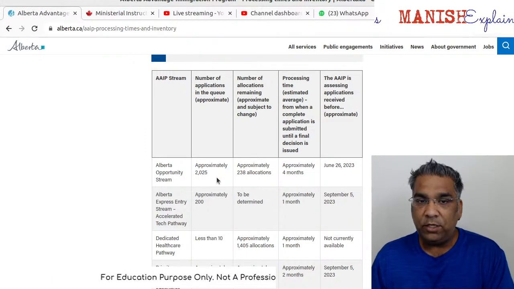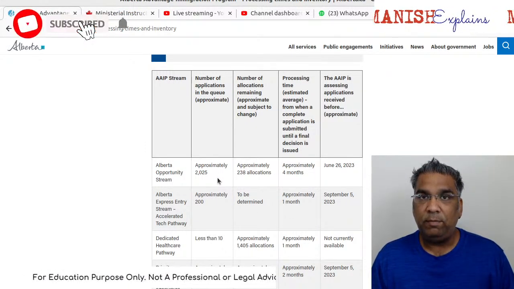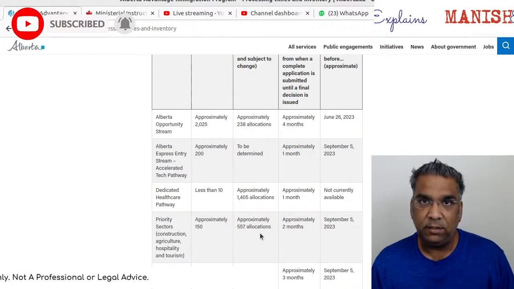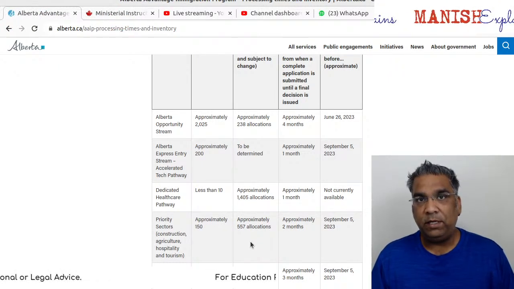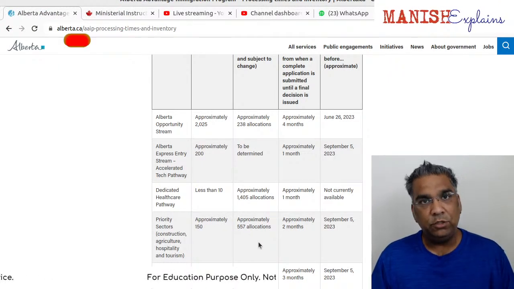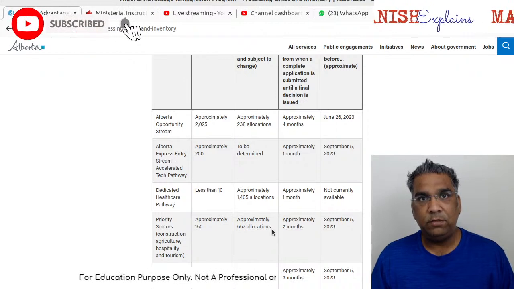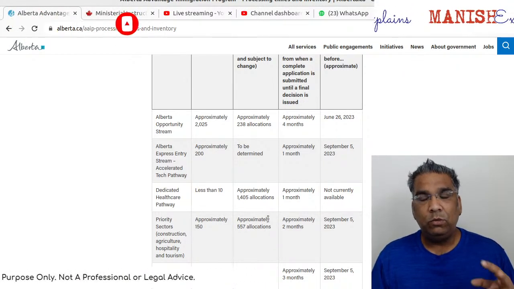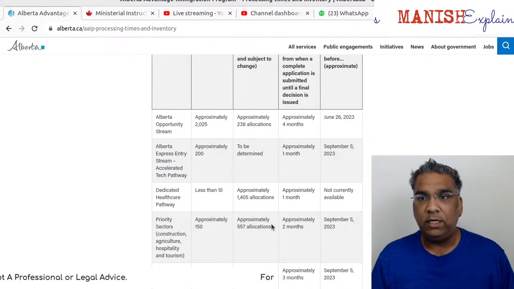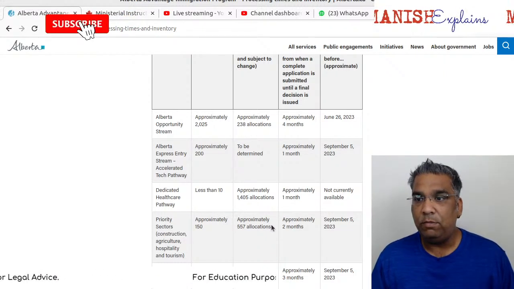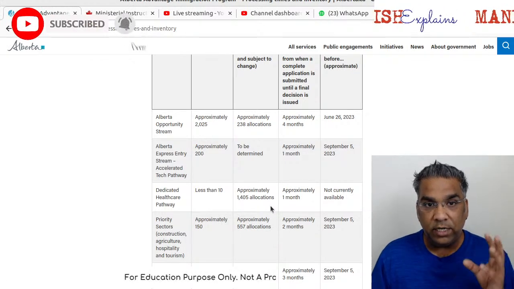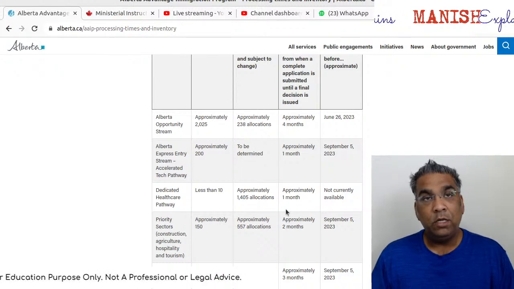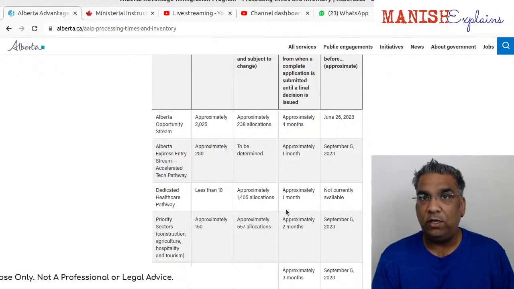I would say don't base your decision of application on these numbers. These are just guidance. If you think you are eligible for one of the streams, and you have a very high chance of getting through, please pick that stream and apply to it. That is more important than trying to guess which stream has more allocations left. You might not have all the documents or eligibility for that stream.